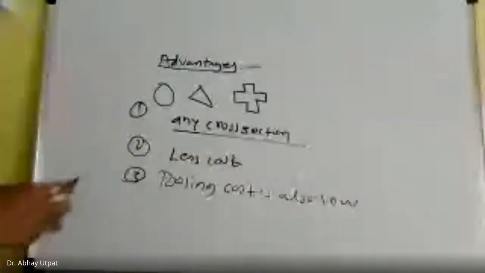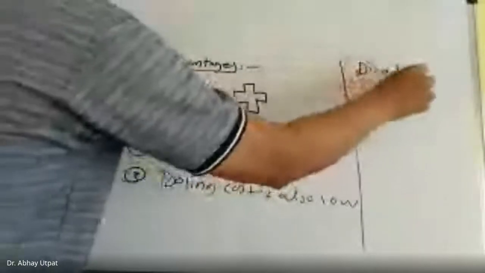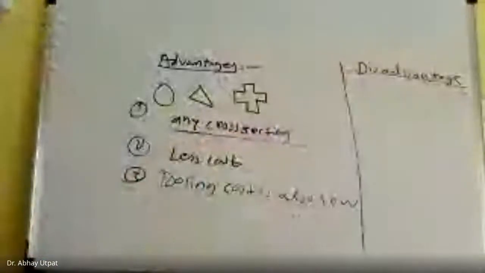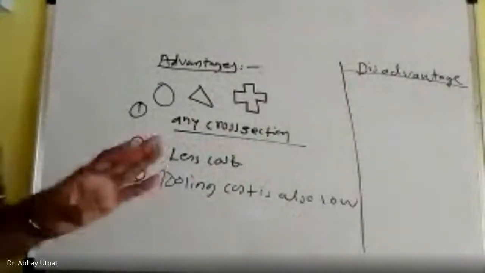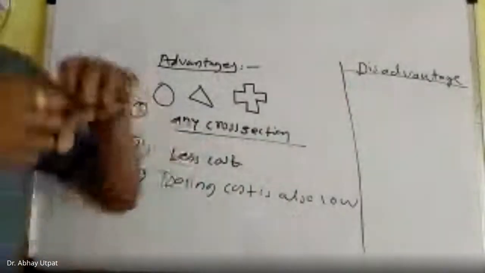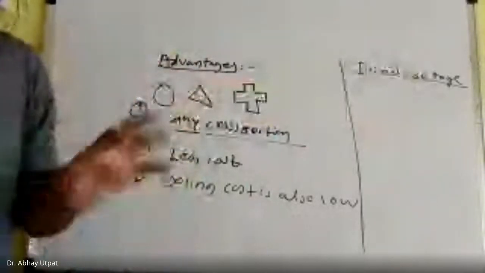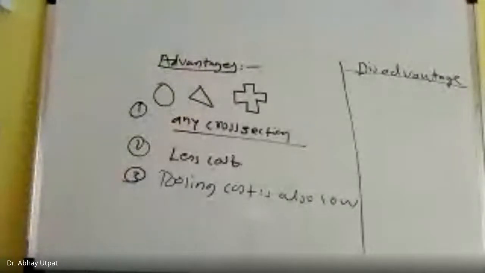What is the disadvantage? Can anybody tell what is the disadvantage? The disadvantage of the extrusion process, you can tell in general, is that there is a limitation of shape. You can only produce either rod, bar, pipe, whatever it may be. You can't produce a complicated object or any shape of object by extrusion process. That is one of the biggest limitations of extrusion molding.